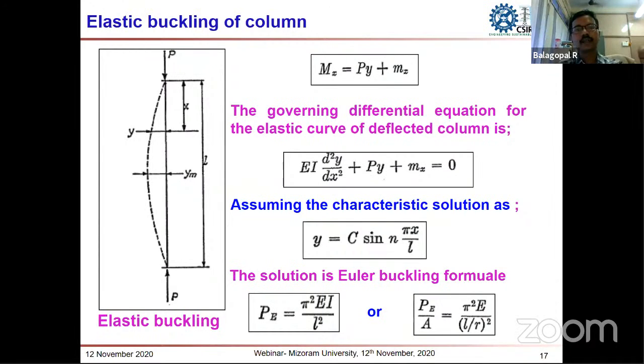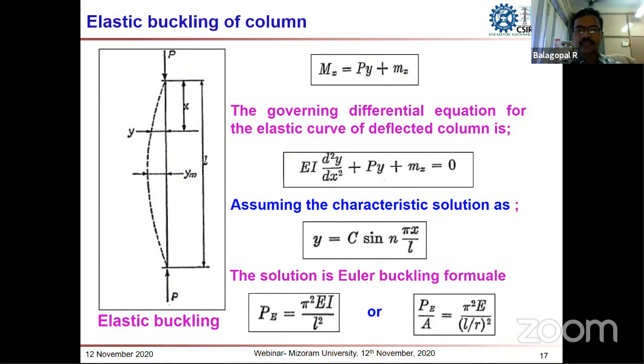Let us consider a prismatic column of length L with a uniform cross section. It is subjected to a concentrated load applied through the CG. While the load is applied, there will be a lateral deformation of this prismatic section. The lateral deformation at a distance x, let us consider as y. Based on these parameters, we formulate a second order differential equation. This deformation is represented by the second order differential equation EI d squared y by dx squared.